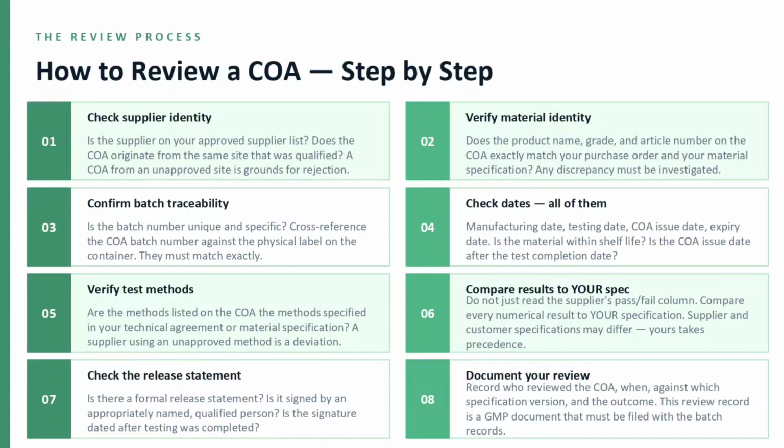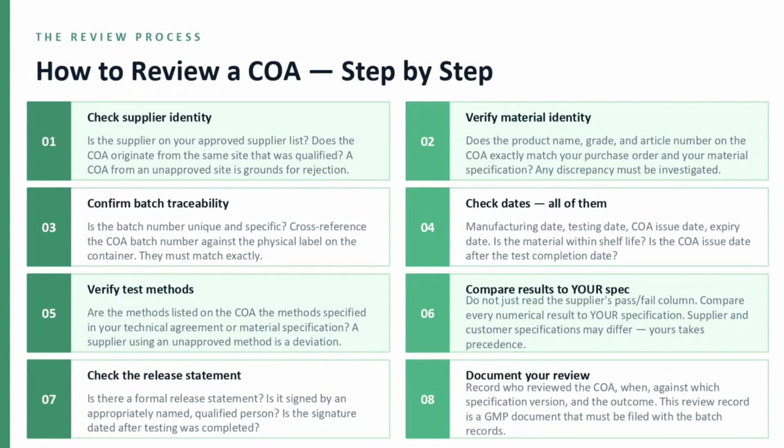Now let me walk you through the complete step-by-step COA review process that should be followed every time. Step 1. Check supplier identity. Before reading a single test result, confirm that the issuing supplier is on your approved supplier list. If the COA comes from a site that was not audited and qualified, the results do not matter. The material cannot be accepted. Step 2. Verify material identity. Confirm that the product name, grade, and article number on the COA match your purchase order and your approved material specification exactly. Any discrepancy must be resolved before proceeding.